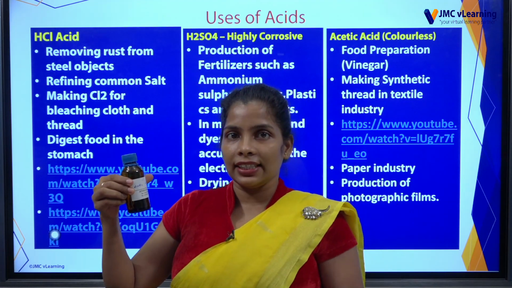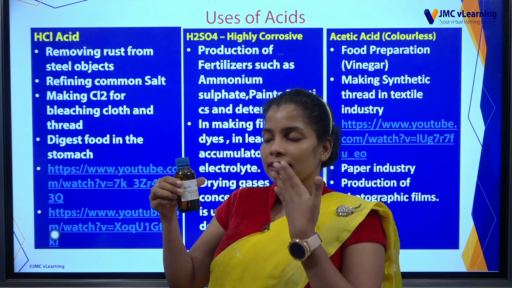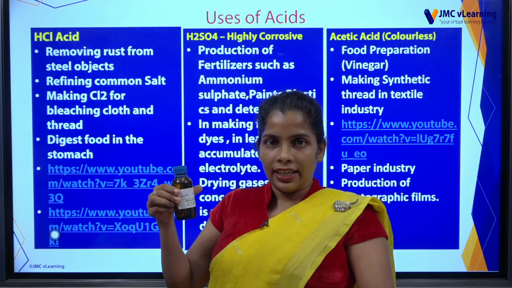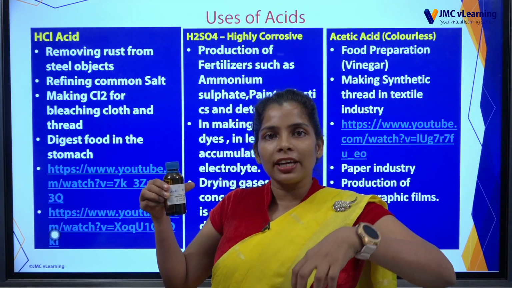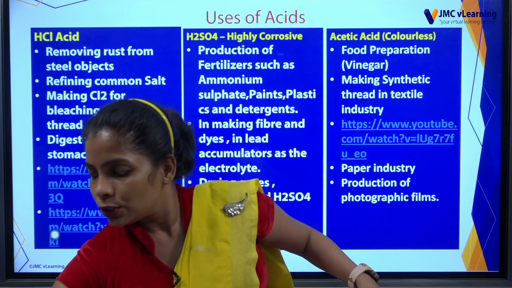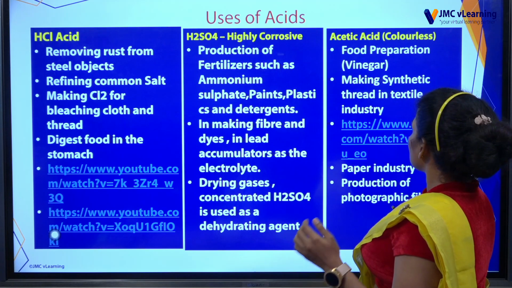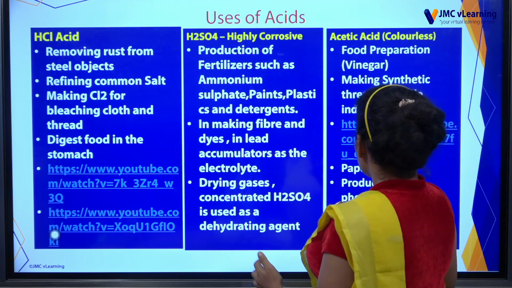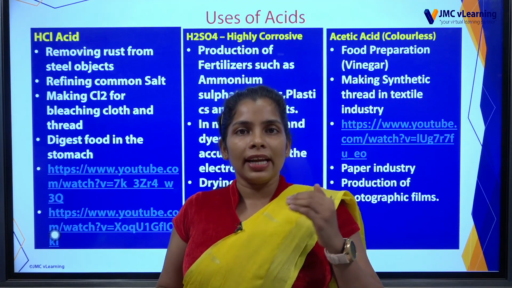It's a weak acid. That means this weak acid can ionize but only weakly. That means they release hydrogen ions into an aqueous medium incompletely. So, these are the uses. Second one, making synthetic thread in the textile industry. Third one is coagulation of rubber latex.